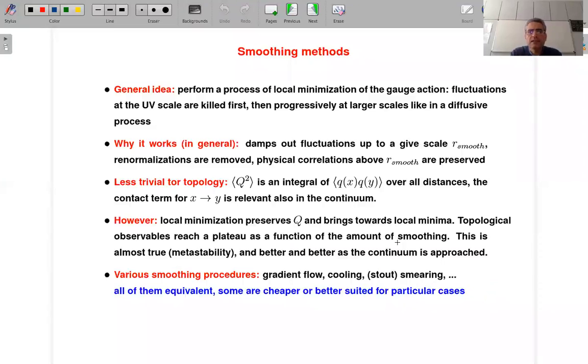And now there are several smoothing procedures which are available, like the gradient flow, or cooling, or stout smearing, and so on. Now, the important thing is that all of them are equivalent. Some of them are cheaper than the others. For instance, cooling is much cheaper than the gradient flow, but the gradient flow is better suited for particular purposes because it is a continuous process. So let me briefly review how these smoothing procedures work.